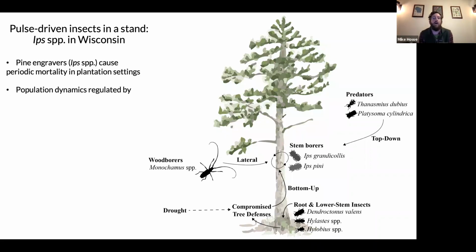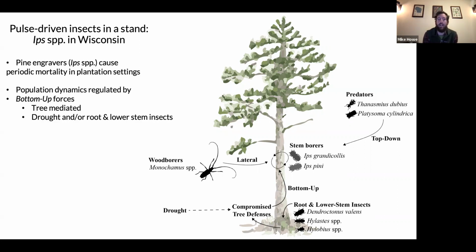Okay, so to begin with, we wanted to look at pine engravers in Wisconsin because these are one of the best examples of pulse-driven insects that we have locally. These insects cause periodic mortality in plantation settings, and their population dynamics tend to be regulated by bottom-up forces, which are often tree-mediated. These trees can be compromised either through bioclimatic factors such as drought, or by root and lower stem insects such as Dendroctonus valens, Hylastes, or Hylobius.